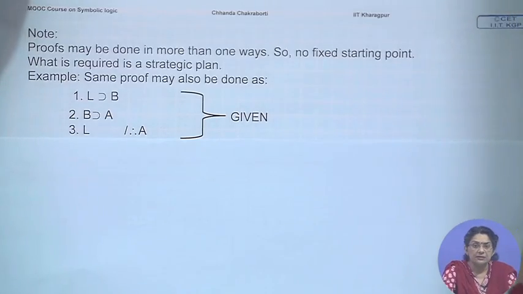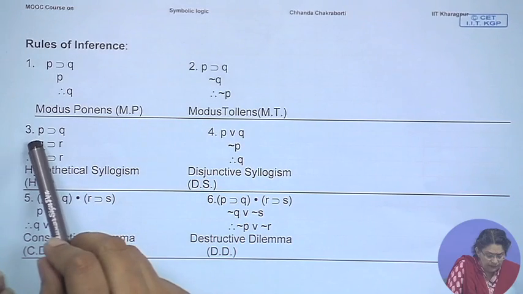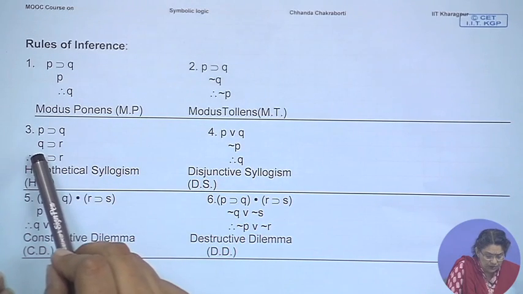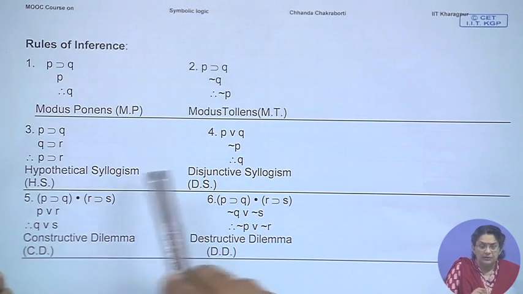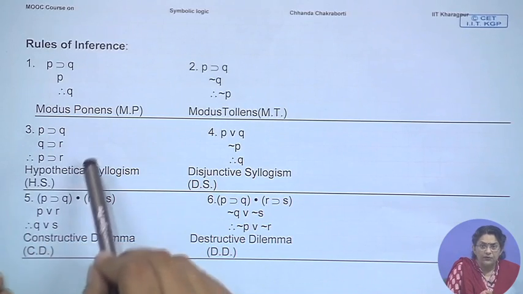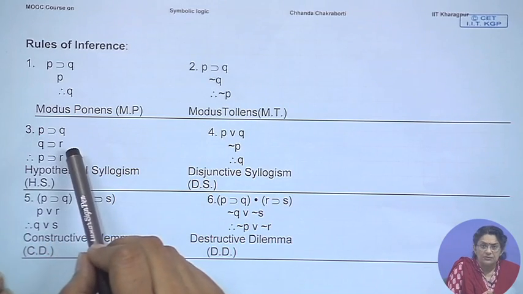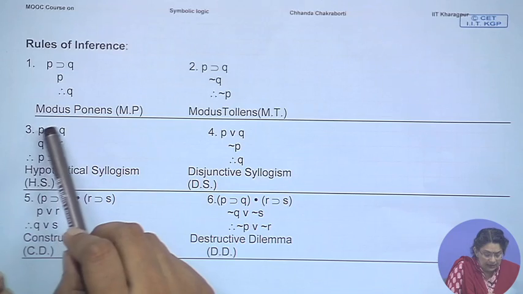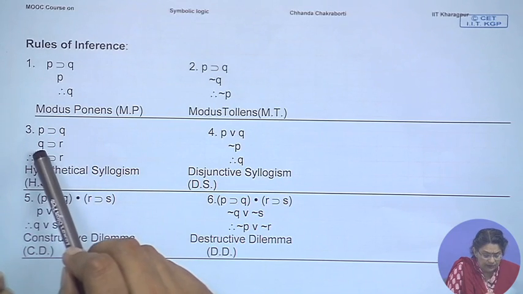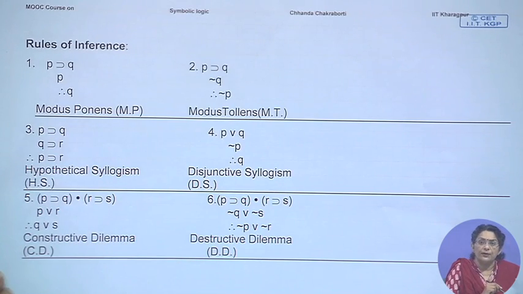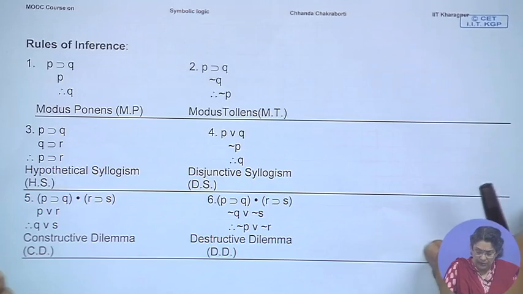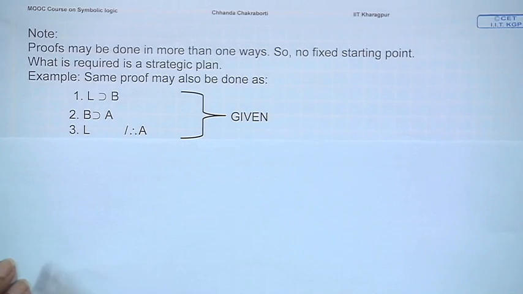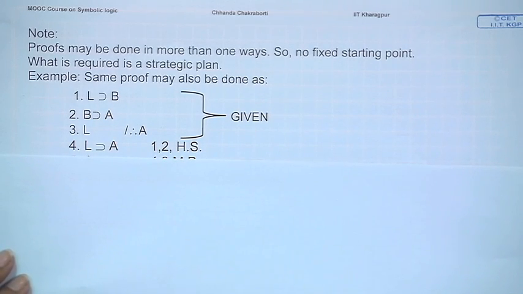Let us visit the hypothetical syllogism. What does it say? That if you have P horseshoe Q, and you also have Q horseshoe R, notice the nice formation of this sort of Z, that you have it like so, then you can derive P horseshoe R. So, let us take a look. Is this what we have in the argument? If so, here is a prime opportunity to apply the HS rule, and it will give you L horseshoe A.